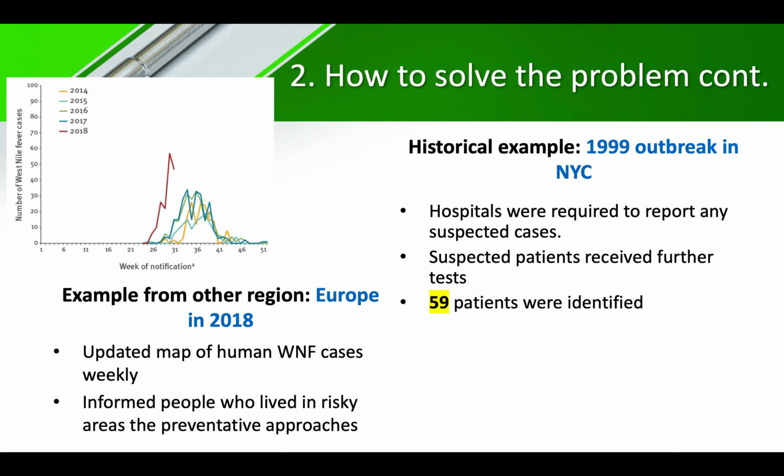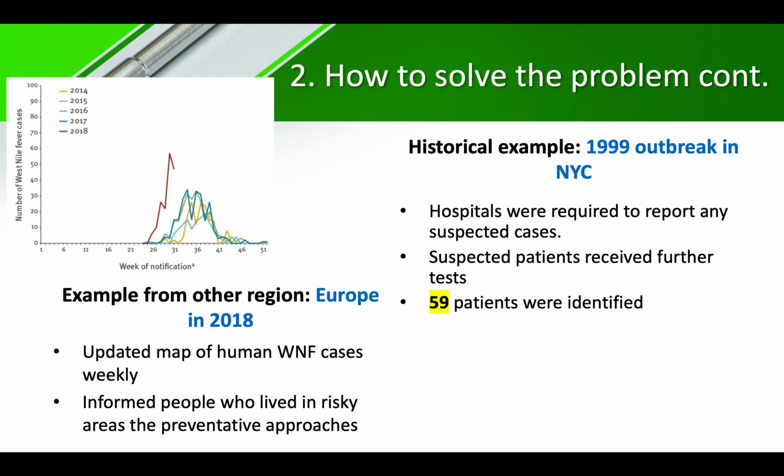Here are two examples of how the WNV outbreak was solved in the past. The first example is how Europe dealt with the early onset of WNV case in 2018. The second example is the first WNV case in America, the outbreak in New York City in 1999.